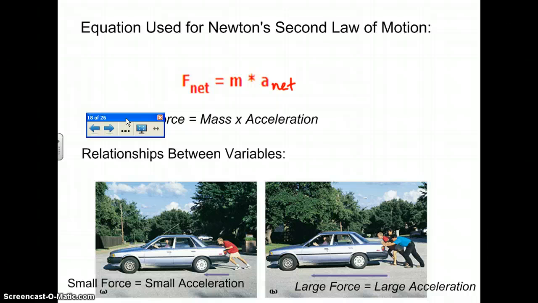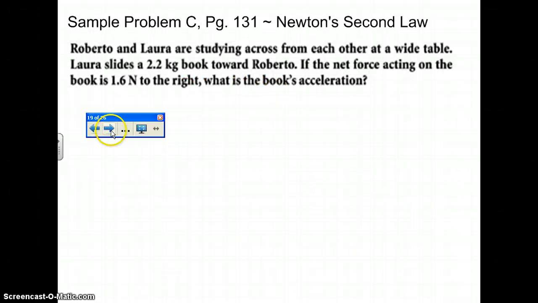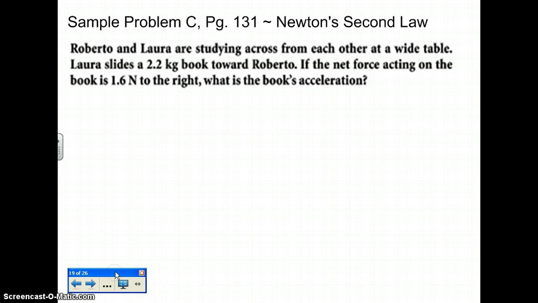All right, so that's really all that I want to show you here. Obviously, the common variable, the variable that's staying constant in both of these pictures, is the mass of the car. The mass of the car, technically plus driver, is not going to change at all. So let's look at this sample problem here. It says Roberto and Laura are studying across from each other at a wide table. Laura slides a 2.2 kilogram book towards Roberto. If the net force acting on the book is 1.6 newtons to the right, what is the book's acceleration?